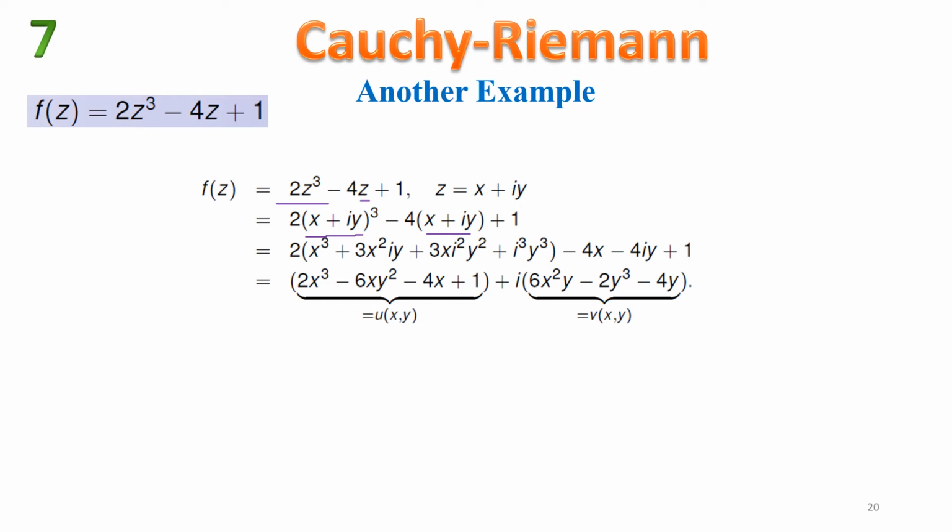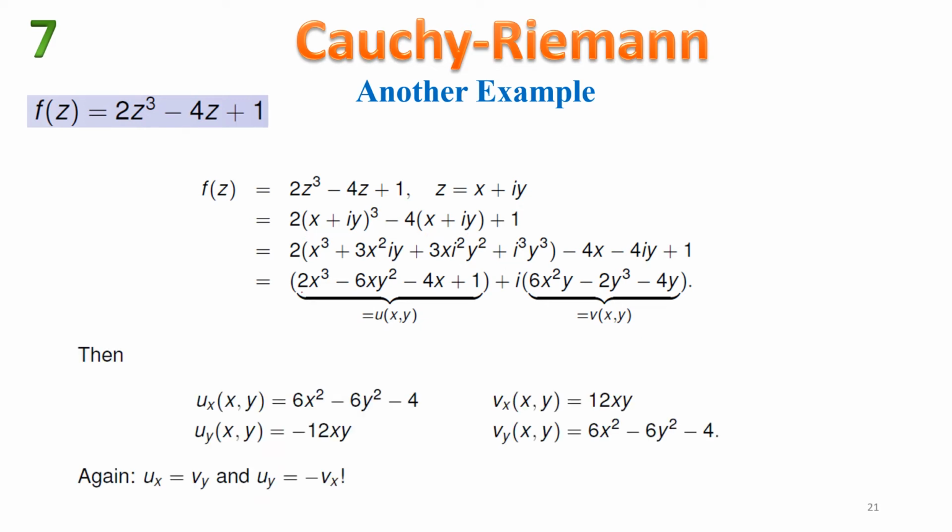So here i cubed will be minus i, this i squared will be minus 1, this i is with plus sign. Here we have x plus iy multiplied by minus 4. So here this is expanded. So here we can collect real terms together and call them u. And here you can collect imaginary terms together and write them as v.